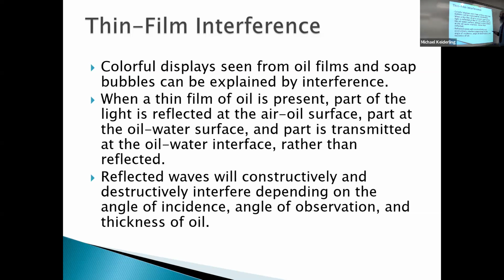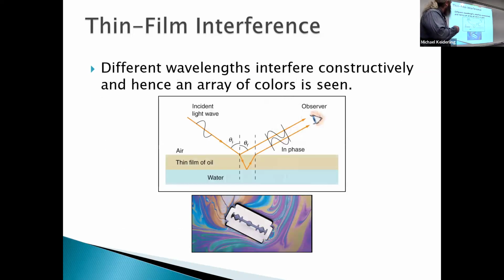So part of the light is reflected at the air-oil surface, and part at the oil-water surface, where part is transmitted rather than reflected. The reflected waves will constructively and destructively interfere depending on the angle of incidence, the angle of observation, and the thickness of the oil. So you have reflection off the oil and reflection off the water at the bottom of the oil. If they're in phase for a certain wavelength, they'll add up and you'll see that color brightly. If they're out of phase, they'll cancel out. You won't see that color, which is why you get these rainbows.